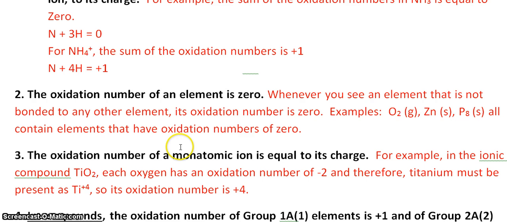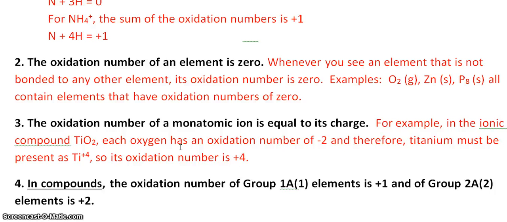Okay, so the oxidation number of a monoatomic ion is equal to its charge. So, when you see a compound that is ionic and you know the charge on an ion, remember these are only for monoatomic, meaning single atom ions, then the oxidation number is equal to the charge of that ion. So, in the compound TiO2, titanium 4 oxide, each oxygen has an oxidation number of -2. We had to memorize that.